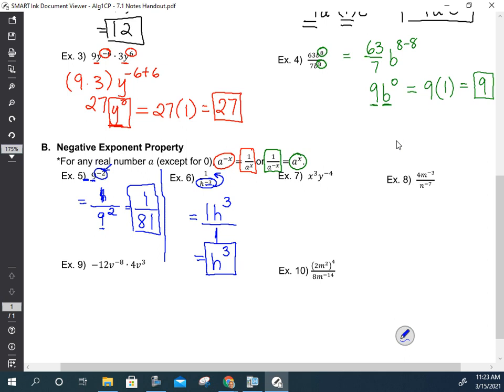So think of negative exponents as a fraction. If you have a negative exponent at the top of a fraction, you move it to the bottom. If you have a negative exponent at the bottom of a fraction, you move it to the top. Either way it goes, the negative has to go. Any questions before we continue?